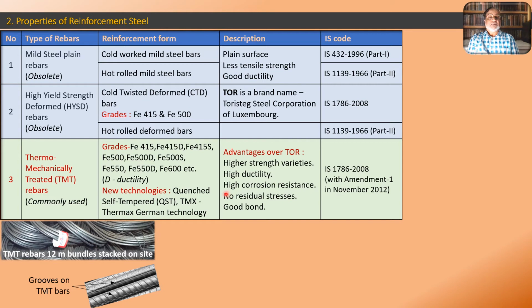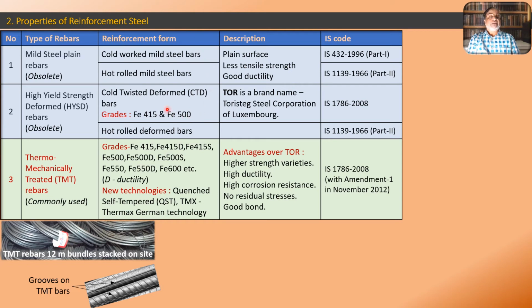The third thing is it has got high corrosion resistance. This is also a great advantage over Tor steel and mild steel. Both of the earlier steels had this drawback of high corrosion susceptibility, but now the TMT steel has high corrosion resistance.